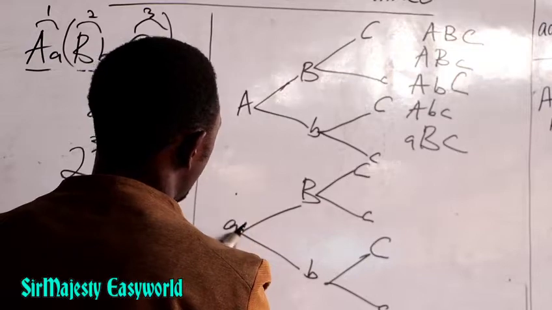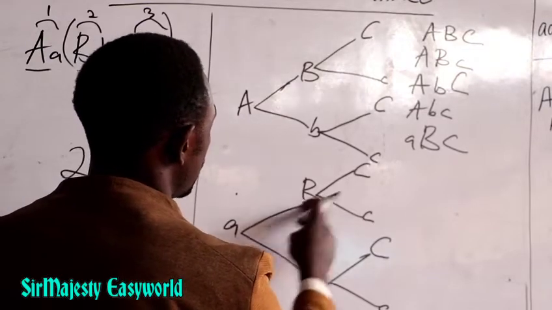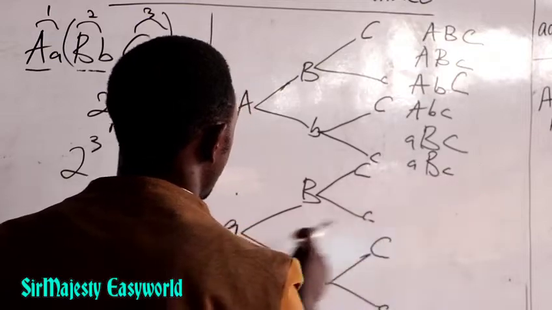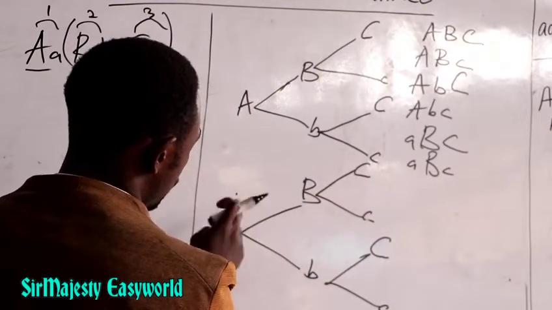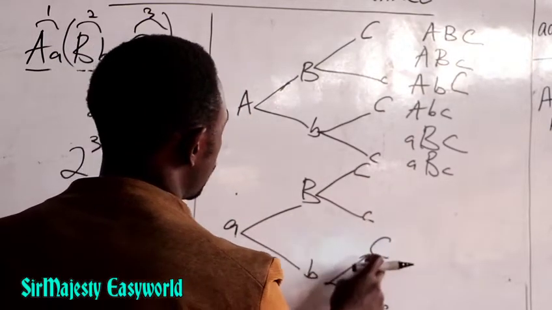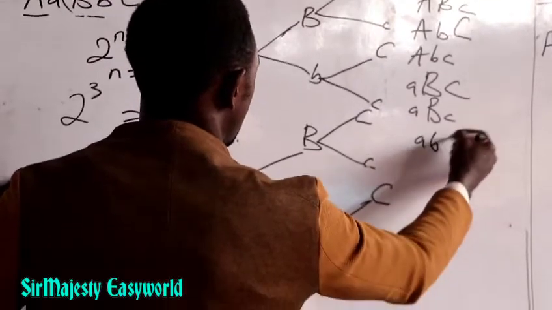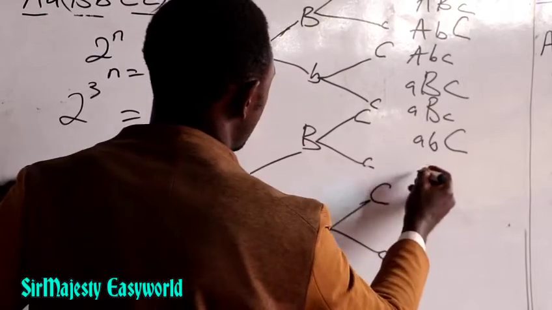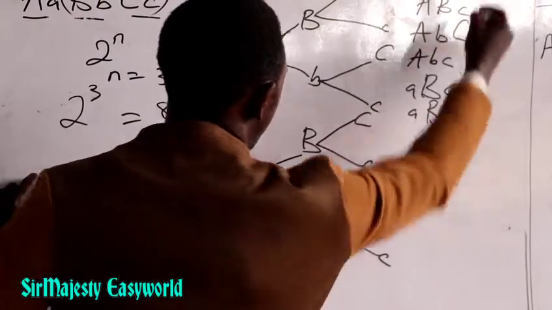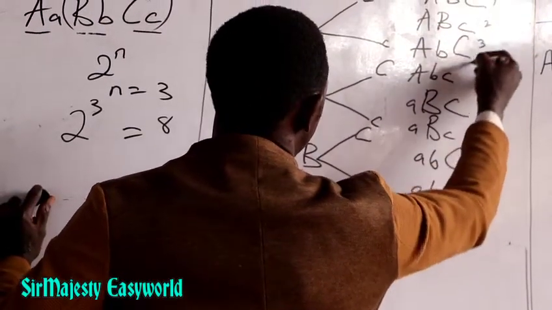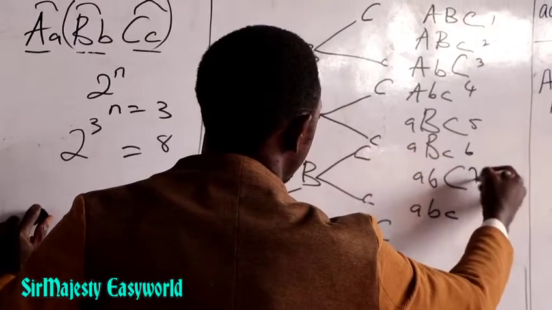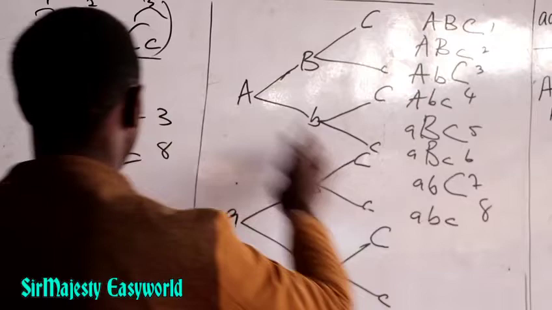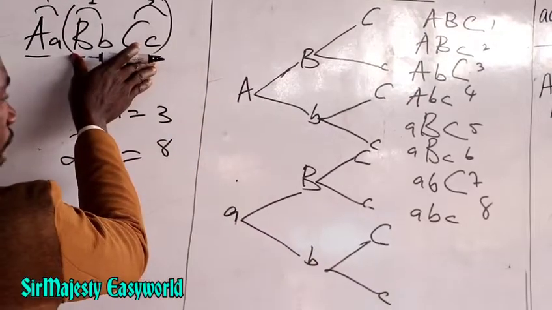Then here, small letter a, capital letter B, and small letter c. So we have this and this. That's the direction. This one will now be small a, small b, capital C. Then this will be small a, small b, small c. And when we count, this is 1, 2, 3, 4, 5, 6, 7, and 8. We have succeeded in getting the gametes for this particular genotype.